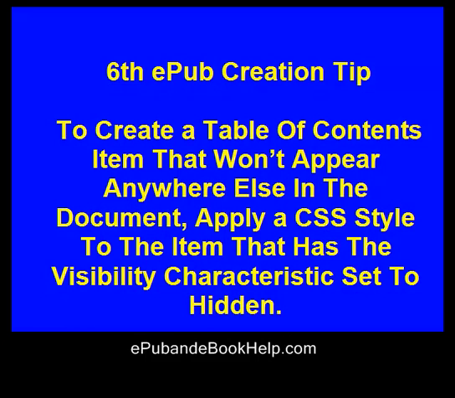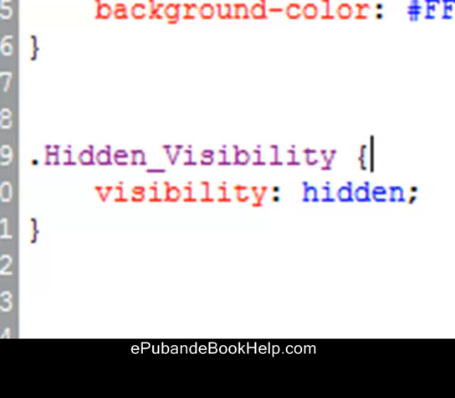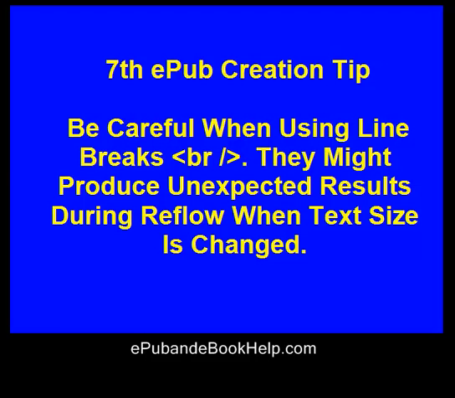The sixth tip, to create a table of contents item that's not going to appear anywhere in the document, you apply a CSS style to it that has the visibility characteristic set to hidden. And here's what that style might look like. The visibility characteristic is set to hidden. Seventh tip, when you're inserting line breaks, you want to go and check out the reflow and make sure that nothing funny is going on.